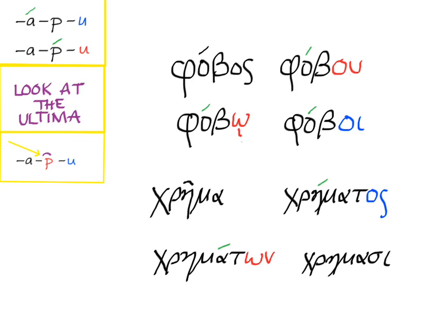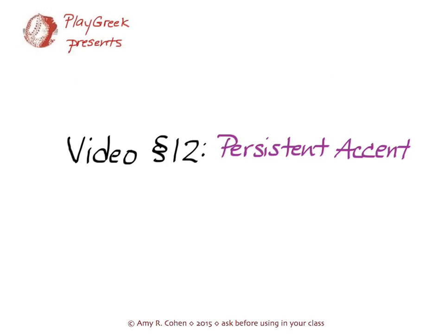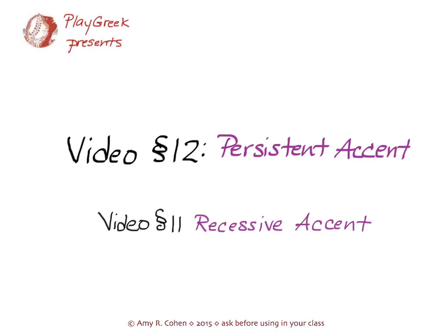One more. When you need the form chrēmasi, for the things or for the money, that last iota is short. And so the accent can at least go back to the eta where it wants to be, but it has to be an acute instead of a circumflex because it's 3 syllables back. That's what you need to know about persistent accent, and you should be able to put it in practice in drills and in class. If you missed the video on recessive accent, go ahead and get that down before you get to work on the first 2 declensions in Greek, which are what you'll tackle next.